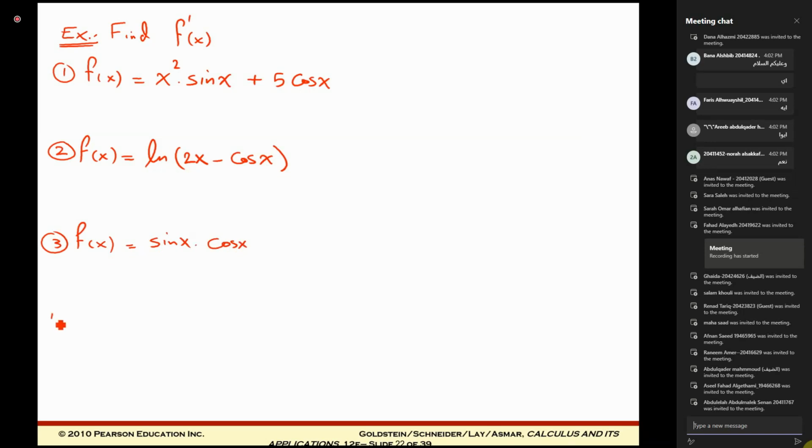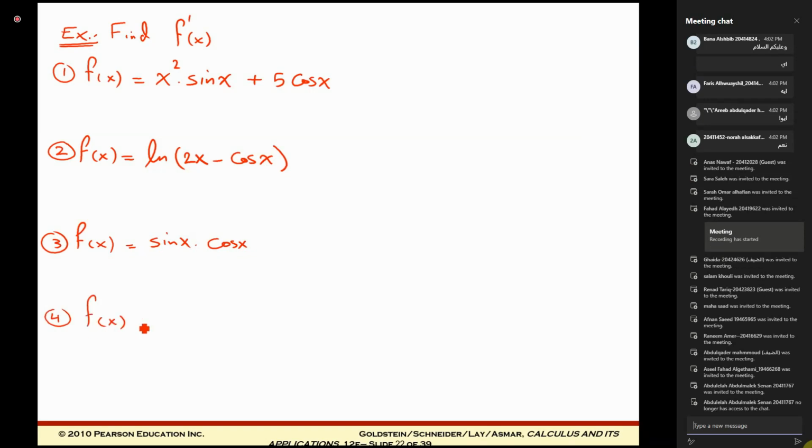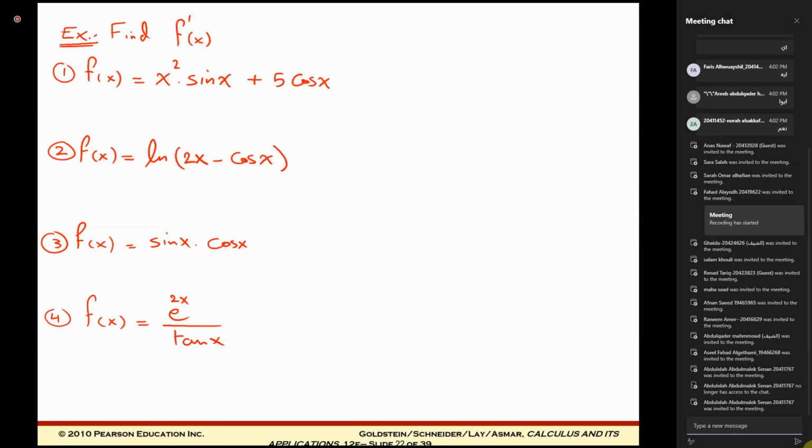Number 4, if we have f of x equals e to the power 2x over tan of x. Also we can put the sine and cosine in the exponent, e to the power sine, like this. So we have many examples about the derivative of sine and cosine.